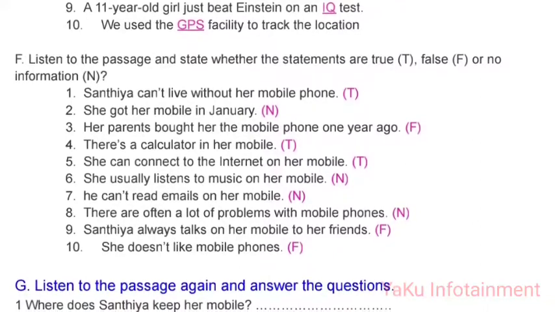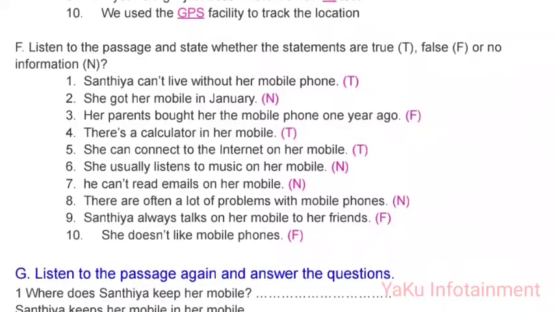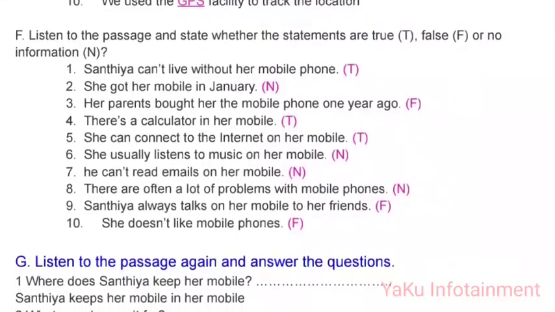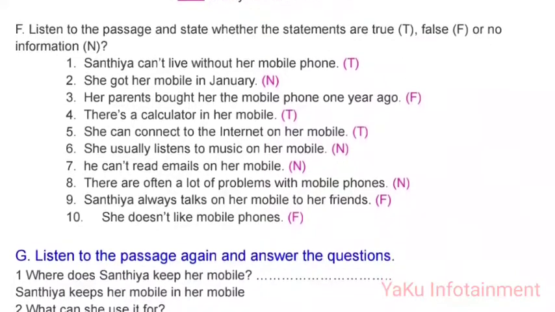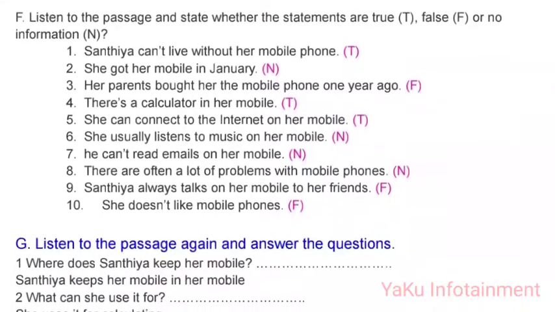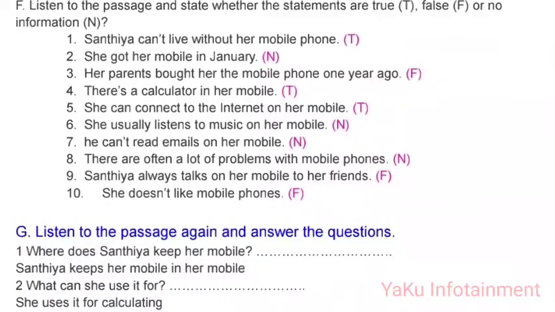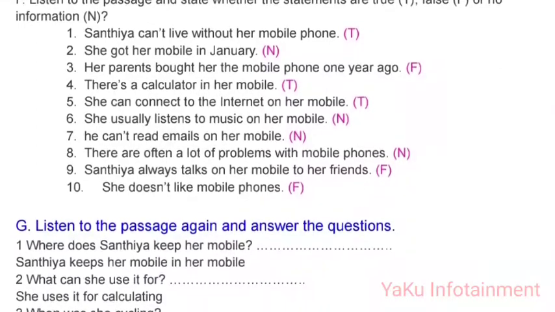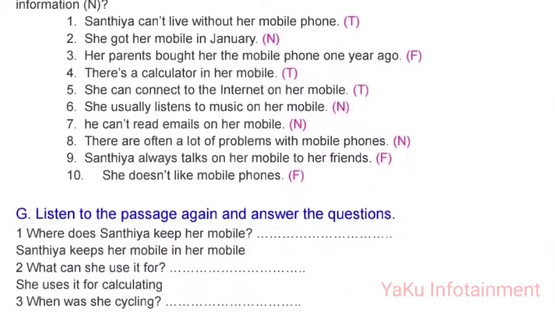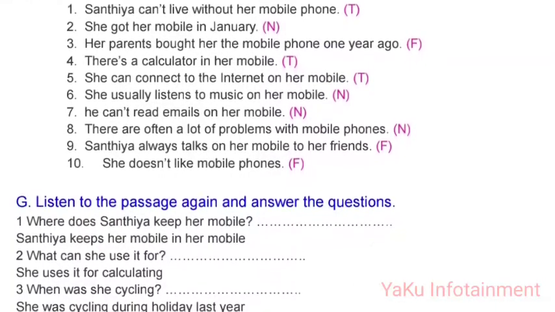F. Listen to the passage and state whether the statements are true, T, false, F, or no information, N. Cynthia can't live without her mobile phone. True. She got her mobile in January. No information. Her parents bought her the mobile phone 1 year ago. False. There's a calculator in her mobile. True. She can connect to the internet on her mobile. True. She usually listens to music on her mobile.